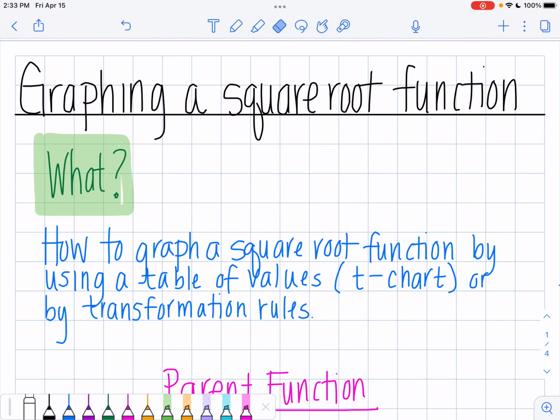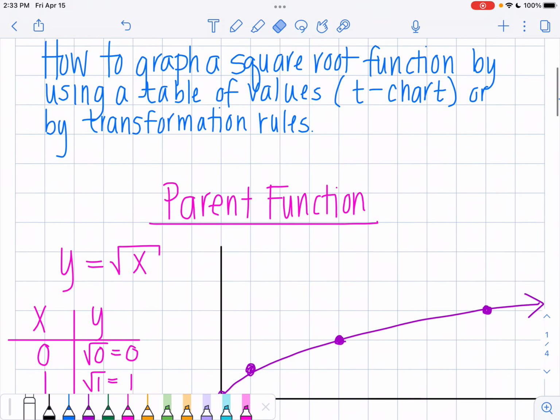Here in this video, we are going to talk about graphing a square root function. It's kind of self-explanatory, but basically we're going to discuss how to graph a square root function by using either a table of values or a t-chart, or by what I call the transformation rules, and I have one example of each. So we're first going to talk about the parent function of the square root.